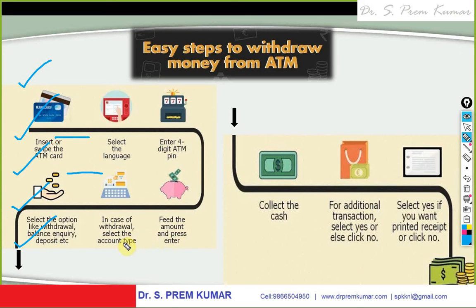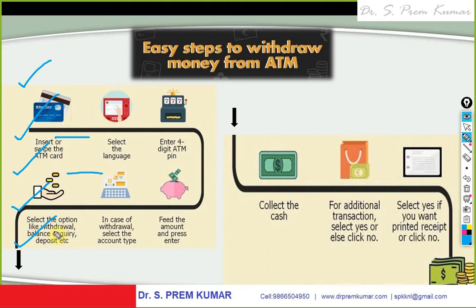In cash withdrawal, select the account type. Suppose you are withdrawing the cash, you need to specify the account type. There will be savings account and current account. Savings account is used for domestic purposes. Current account is used for business people. If you are doing a business, then yours is a current account. If you are an employee, you will be working with a savings account. So the type of account you need to select.